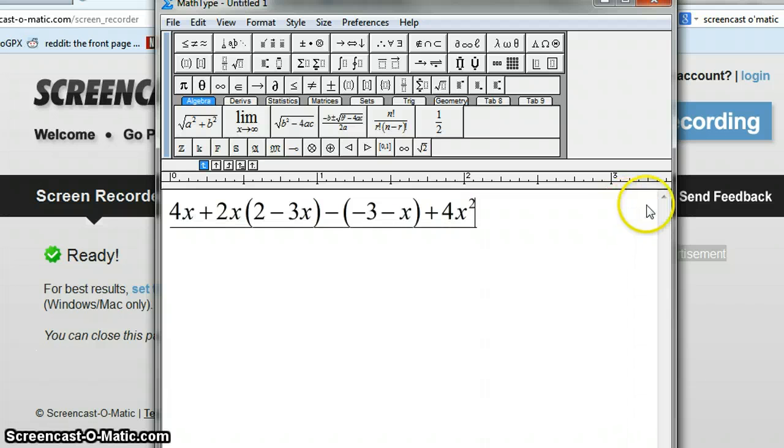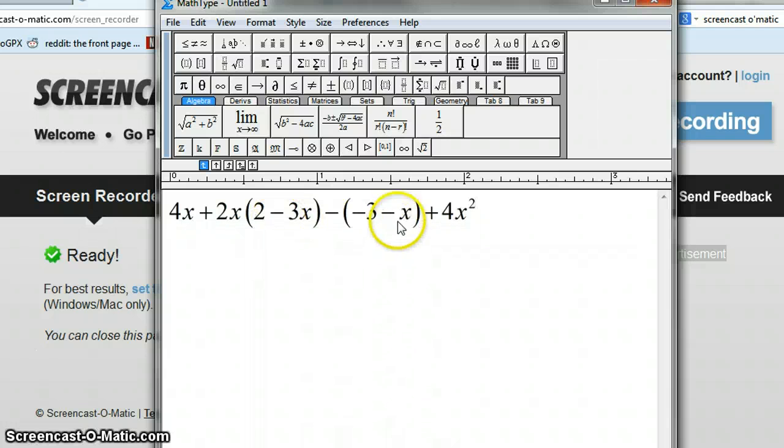Hey Devin, you asked me to help you with a problem, and this problem is combining like terms. So there's a few things you need to know for this problem. First, you need to know how to distribute properly with the parentheses. You need to know the order of operations.